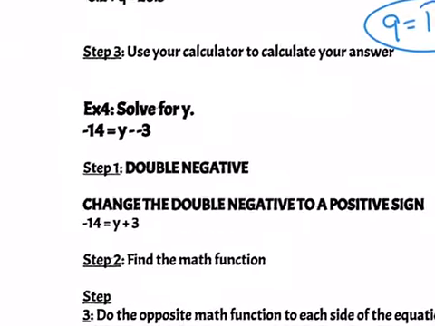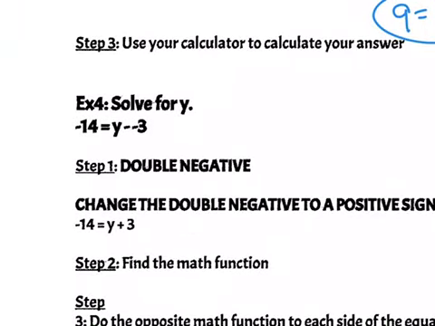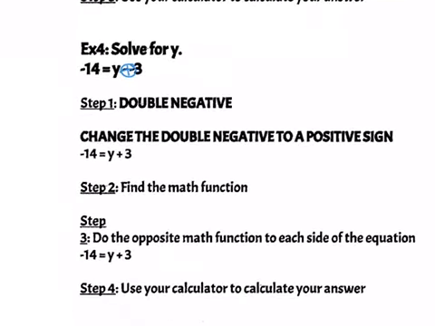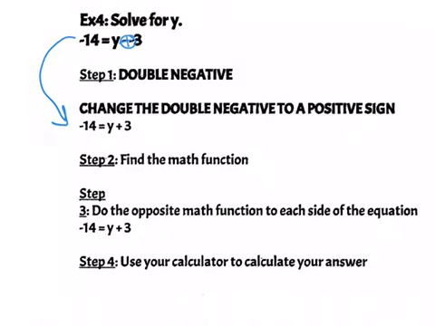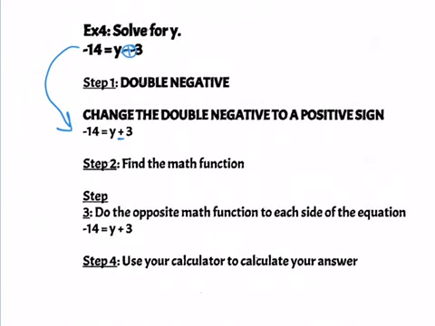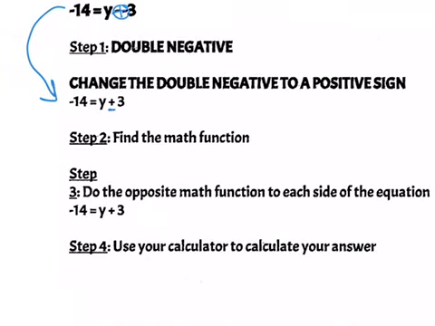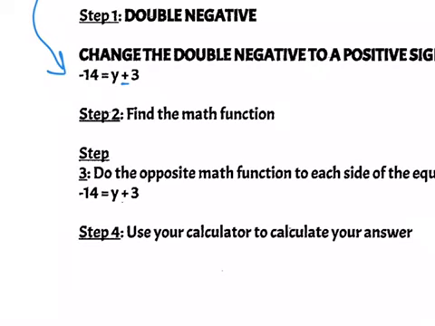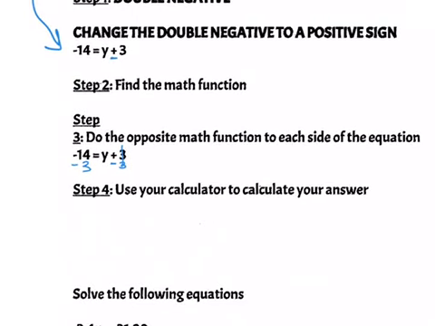Example 4, I've got negative 14 equals y minus negative 3. So minus negative turns into a plus sign. So I can rewrite the problem, negative 14 equals y plus 3. So now the math function is addition. And so the opposite of addition would be to subtract. So I'm going to subtract 3 from both sides. And then in your calculator, negative 14 minus 3, not minus negative 3, negative 14 minus 3 is negative 17. So y equals negative 17.